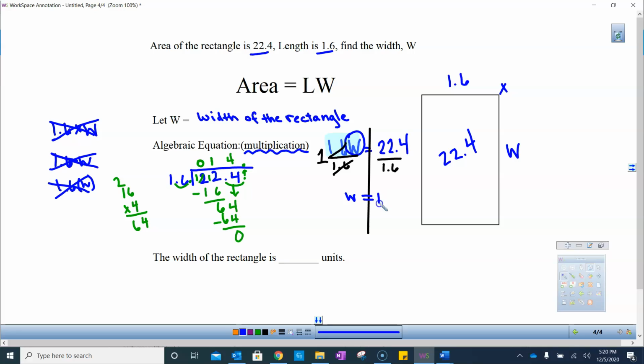So the whole number is 14. So that means the width of this rectangle is 14, because 14 times 1.6 is 22.4. So the width of the rectangle is 14 units.